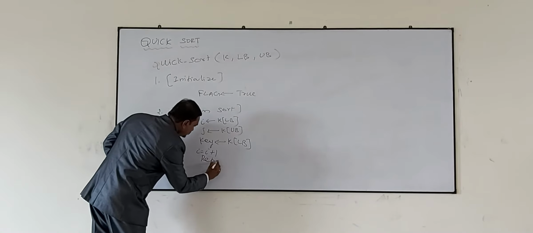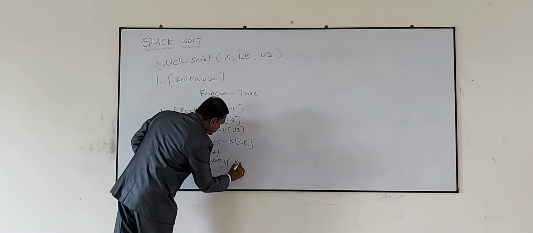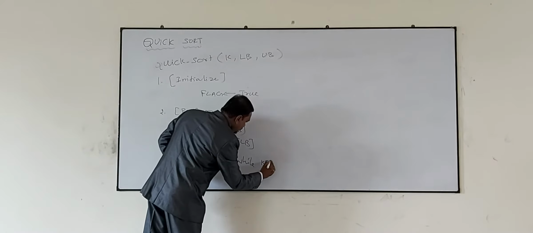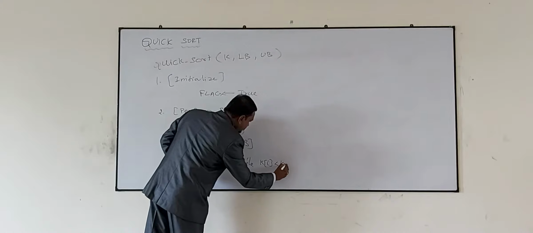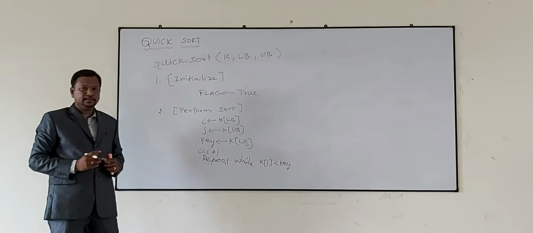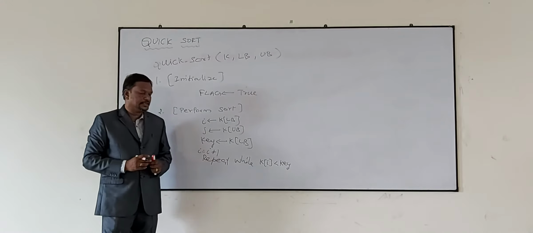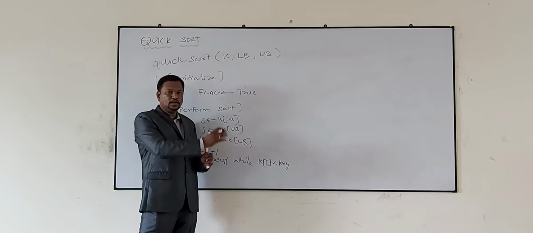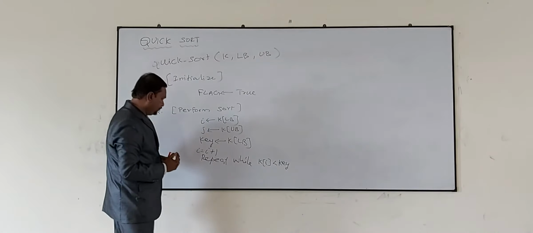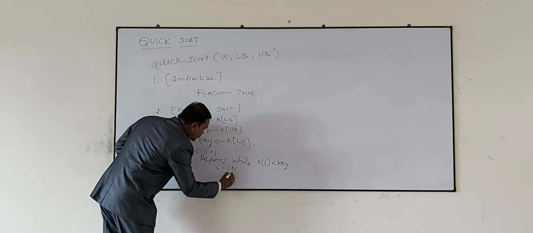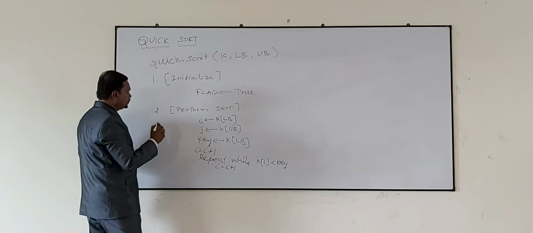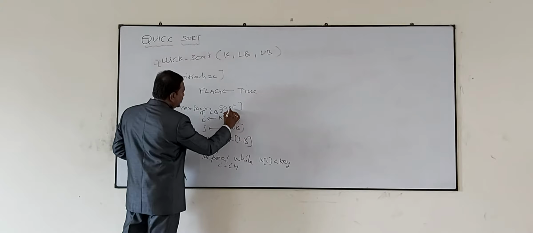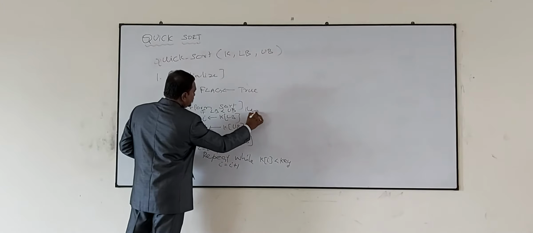Repeat while K of I less than key. Because we search the first biggest element. So when the ith position element is smaller than key, it will move. The process will be repeated. So the position should be incremented. I equal to I plus 1. Before that, we should check if lower bound less than upper bound. Then the process will start.